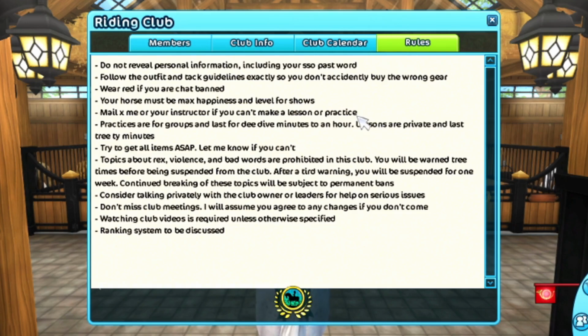So for this rule, I am trying to help you with communication skills. I need you to mail me or just send a chat and let me know that you're not going to be here for a lesson or a practice, because I want to know at a minimum that you're safe and that you're okay. And then if I know that you're okay, then I at least know that you're working on something in real life, because real life has priority to this club, right? So if you have something going on in real life that you can't make a lesson or practice, just let me know and I'll be understanding of that.